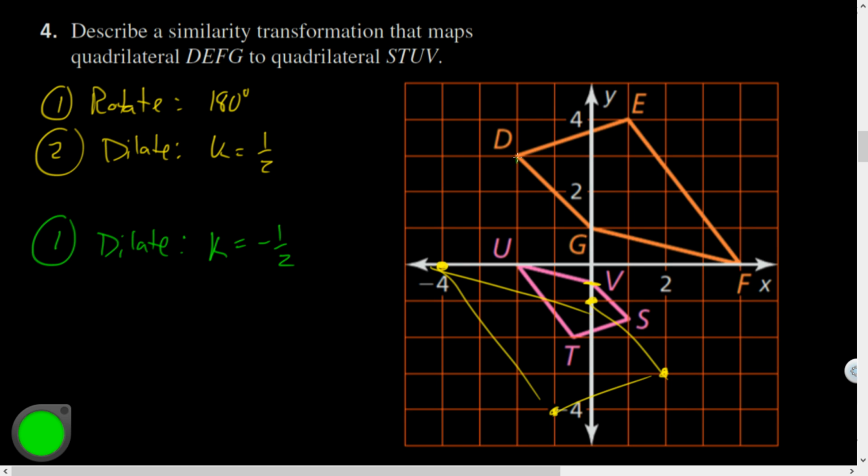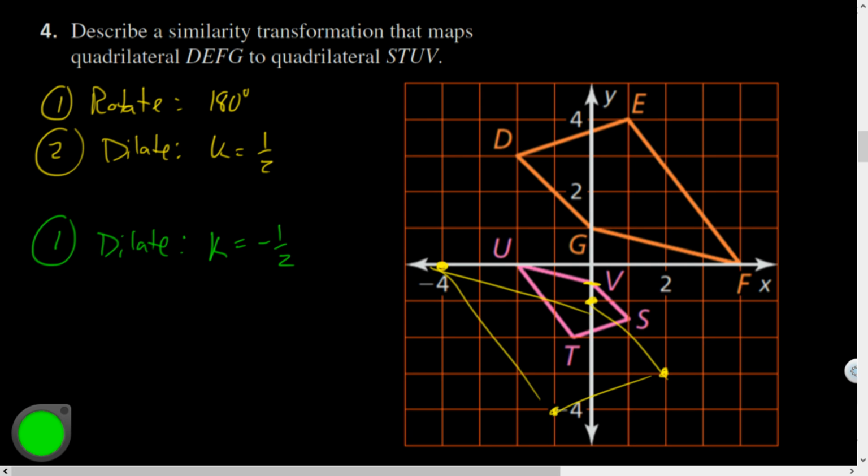Yeah. So if I half this and go in the opposite direction, I end up right there. Right. And if I half that and go in the opposite direction, I end up right there. All right. So yeah, those negative scale factors.